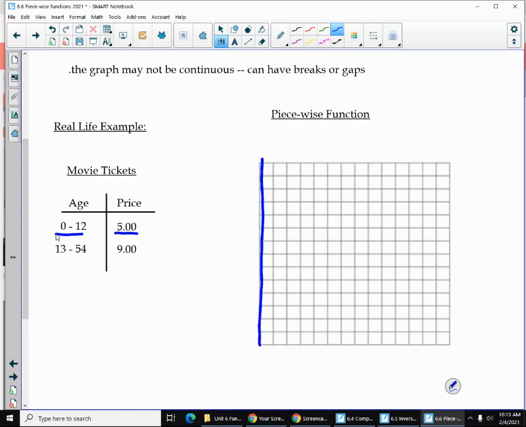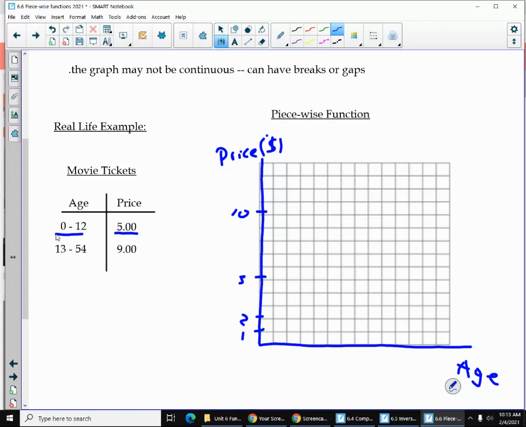You can do the x-axis, which is your age, and the y-axis, which is your price. And I'm going to put the unit, it's in dollars. Now, how do you scale this? If you look at price, I need to go up to 9. So you can go 1, 2, 3, 4, 5, 6, 7, 8, 9, 10. So this will be 10.